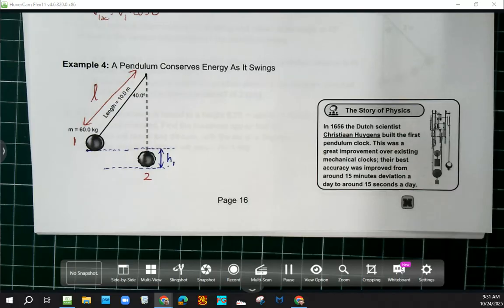It could be a wrecking ball. It could be a clock pendulum. I don't know what it is that we're dealing with here. If it was a wrecking ball, we'd want to know what kind of speed the wrecking ball could get up to before smashing down a wall or something.